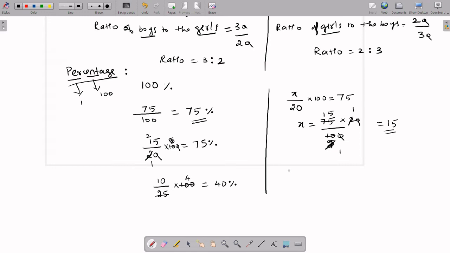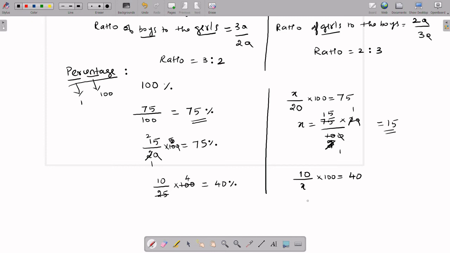Okay, another way: suppose you don't know how many marks you wrote the exam for, but you know how many marks you obtained in that exam, or how much percentage you obtained. Out of marks also you know, suppose you obtained 10 marks, but you don't know how many marks you wrote the exam for.